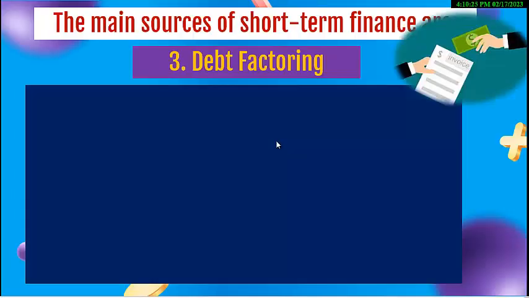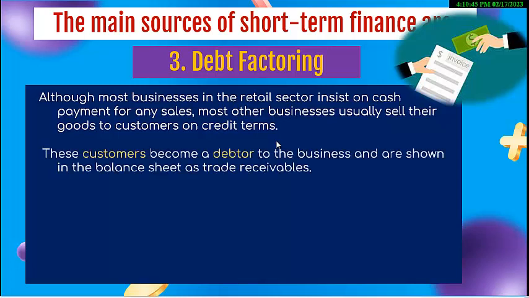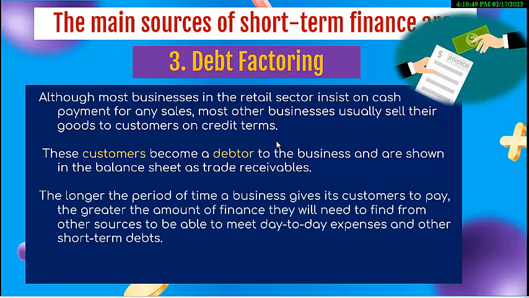Third source of short-term finance is debt factoring. We know that although most businesses in the retail sector insist on cash payment for any sales, most other businesses usually sell goods to customers on credit terms, and that is okay. But the problem is if the customers are not willing to pay or are not able to pay on time.